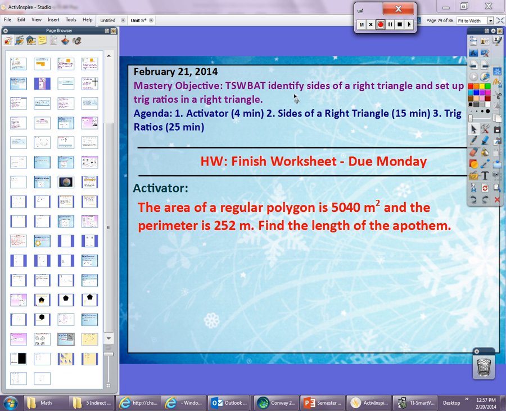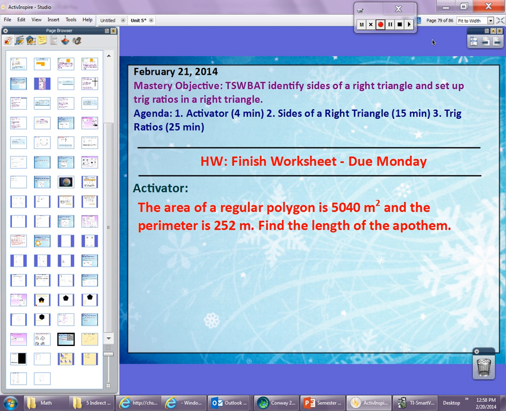Alright, so today is February 21st. Sorry I'm not able to be with you today, but Mr. Tucker is here with you today. So I would hope that you are just as respectful and pleasant for Mr. Tucker as you are for me. So today's objective, we're going to be identifying sides of right triangles and also using some trig ratios.